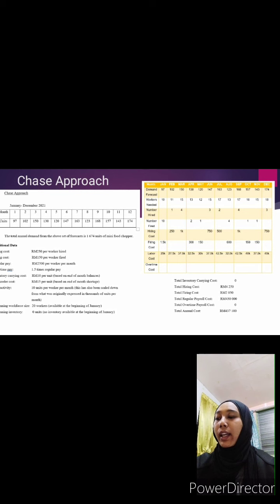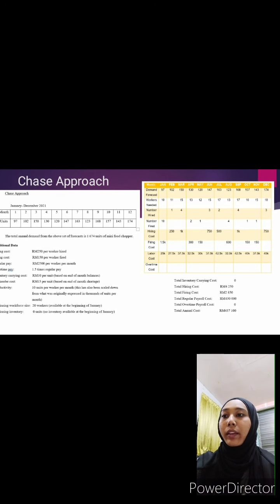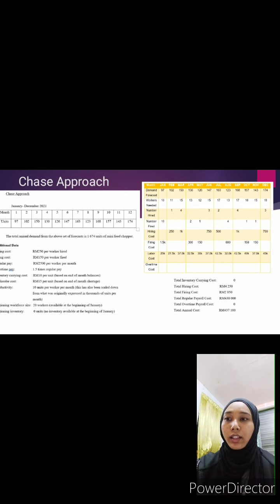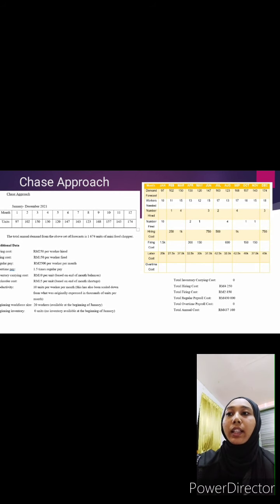So next, firing cost. In the additional data, we can see firing cost is 150, and then we just multiply it with the number fired at the table that we did just now. Number fired, we get 10. Then the total is 1,500. So 1.5k for firing cost in January.